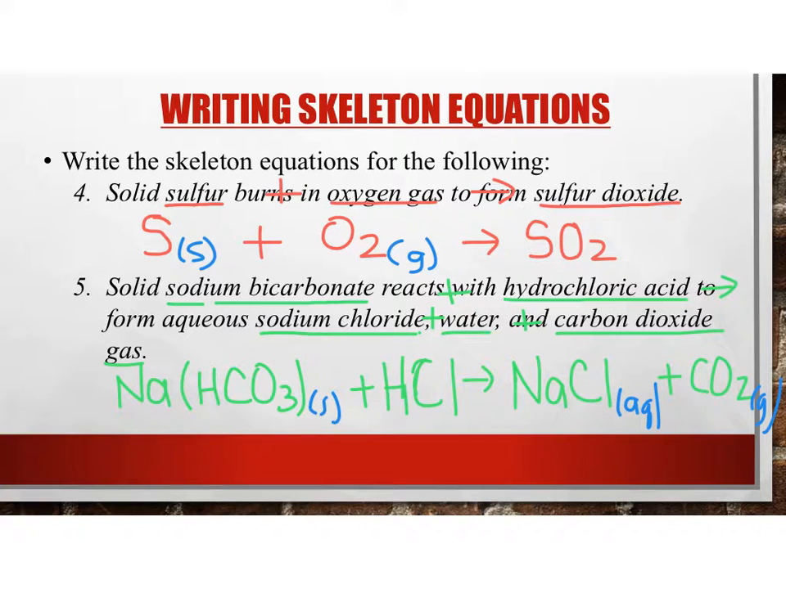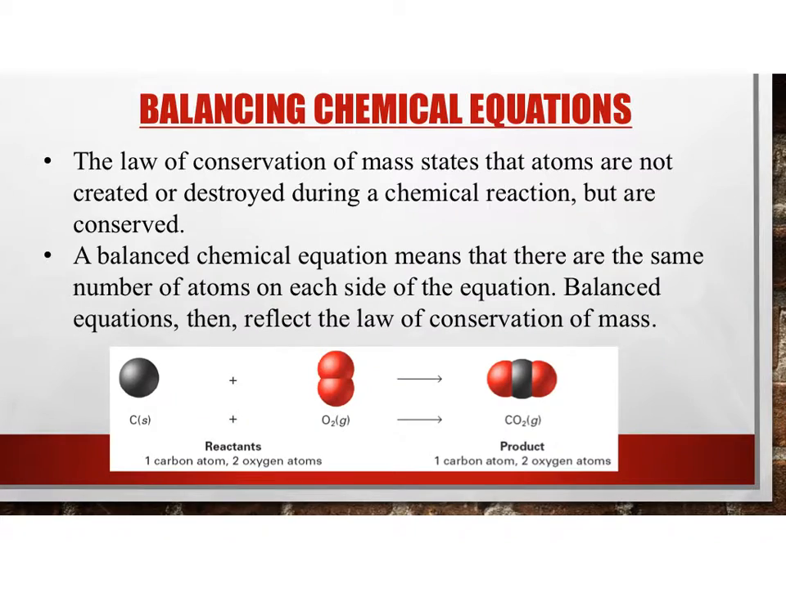Now that we've practiced writing some skeleton equations, we're going to move on to the next part to get ready for balancing. Remember that the law of conservation of mass states that atoms are not created nor destroyed during a chemical reaction, but they are conserved. And a balanced chemical equation means that there's going to be the same number of atoms of each element on both sides of the equation. So the reactant elements will equal the product element number. So balanced equations then reflect the law of conservation of mass.